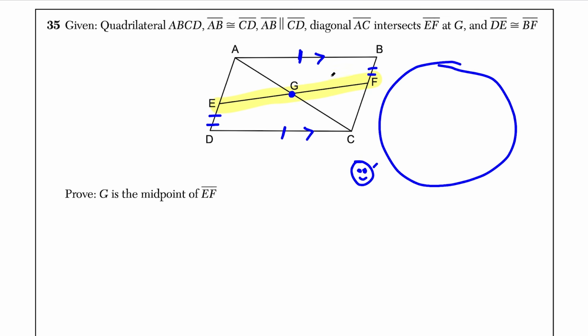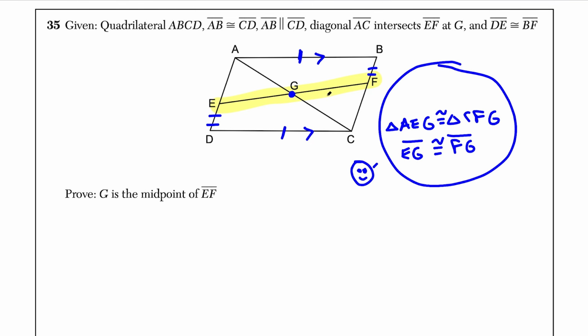So what they're really asking us to do in the second to last line here is to show that EG, that segment, is congruent to FG. So that's what we have to show in order to establish that G is a midpoint. But then how do we show that line segments are congruent? Well, we show that they're parts of congruent triangles. So I'm looking here and saying, well, these triangles here would have to be congruent. That's going to be part of our strategy. So then I say, all right, I have to show that triangle AEG is congruent to triangle CFG. Okay, that's going to be part of my proof here.